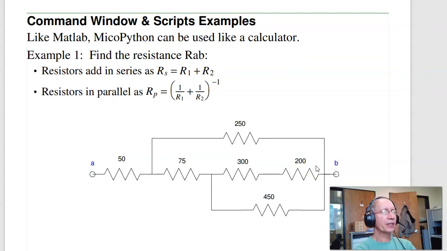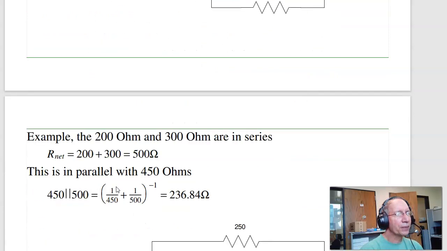For example, if I had this circuit, find the resistance between A and B. Now recall from circuits 1, resistors in series add. In parallel, they add as the sum of the inverses inverted. So to solve this circuit, what I would do is have 200 in series with 300, gives you 500, in parallel with 450, in series with 75, in parallel with 250, in series with 50. Well, I can solve that in Python.